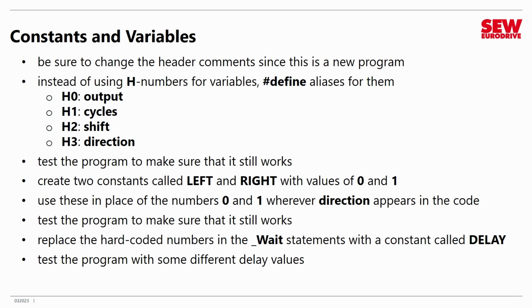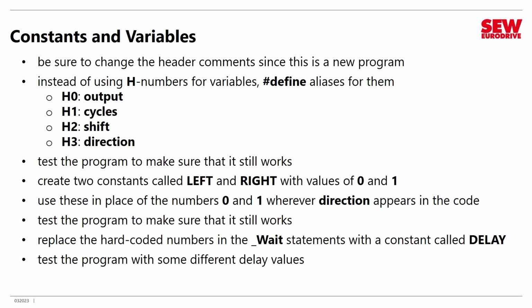So back up in the variables and constants section, create 4 aliases using #define. Once you've done that, save it, compile the program, make sure it compiles fine, and make sure it still works. And if you've done that, then you've successfully switched over to using aliased variables.